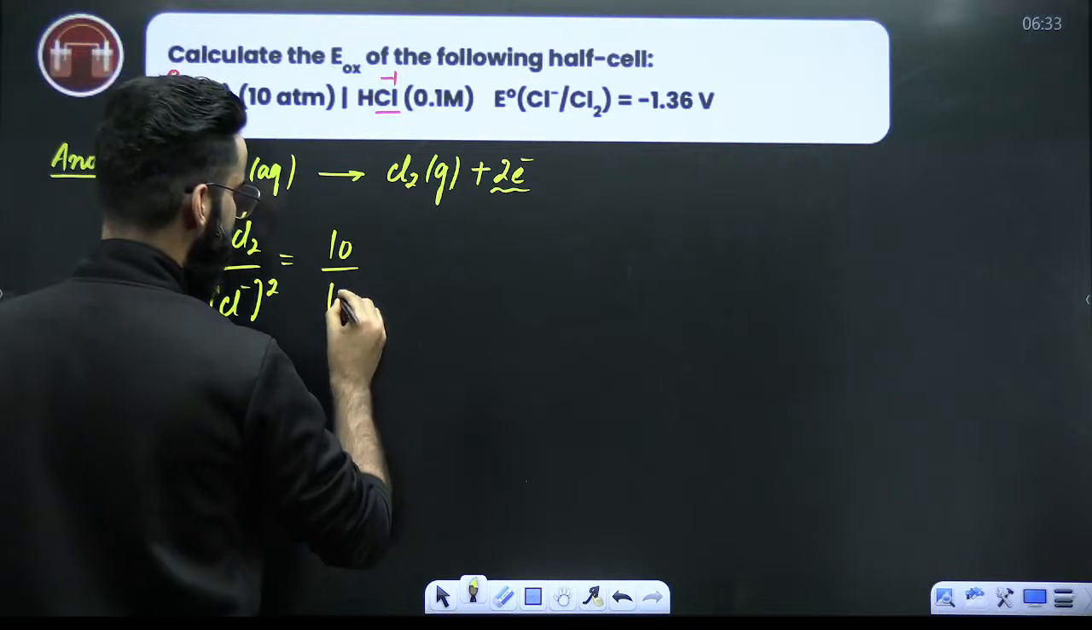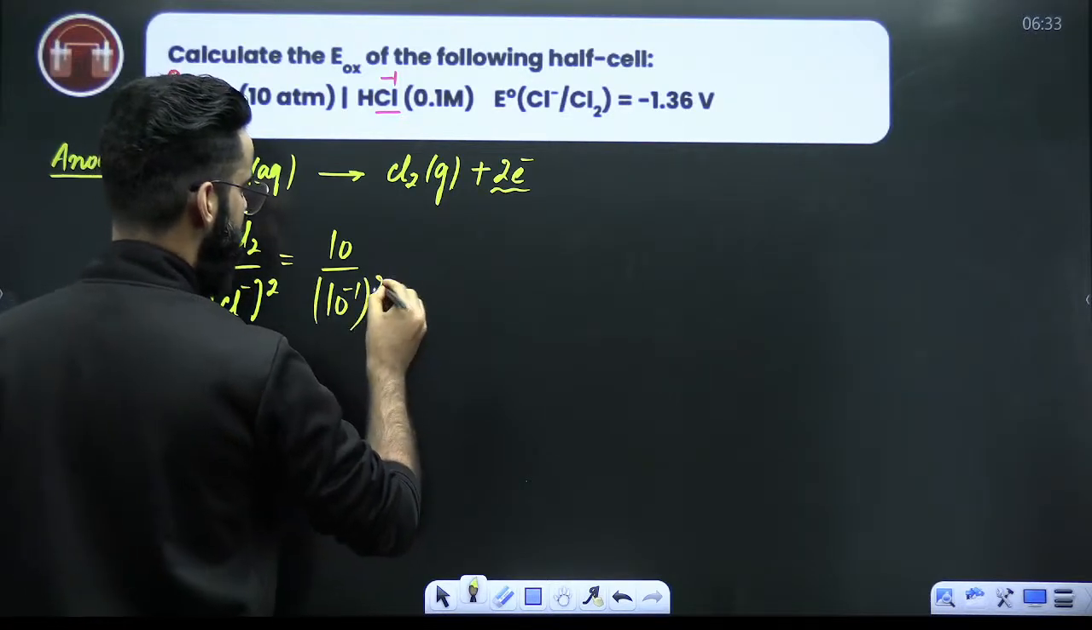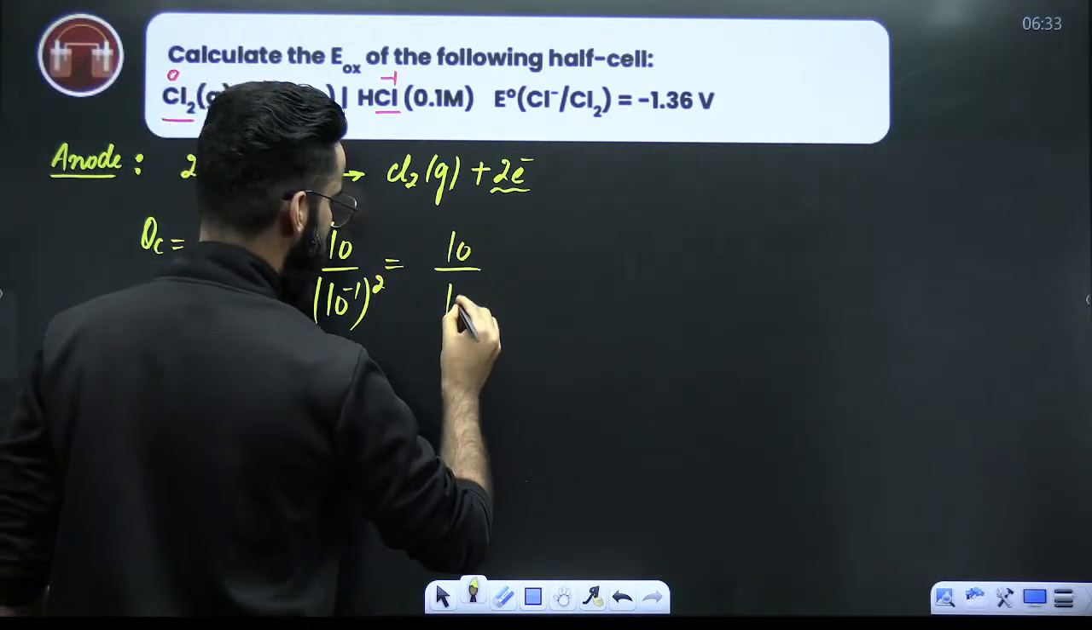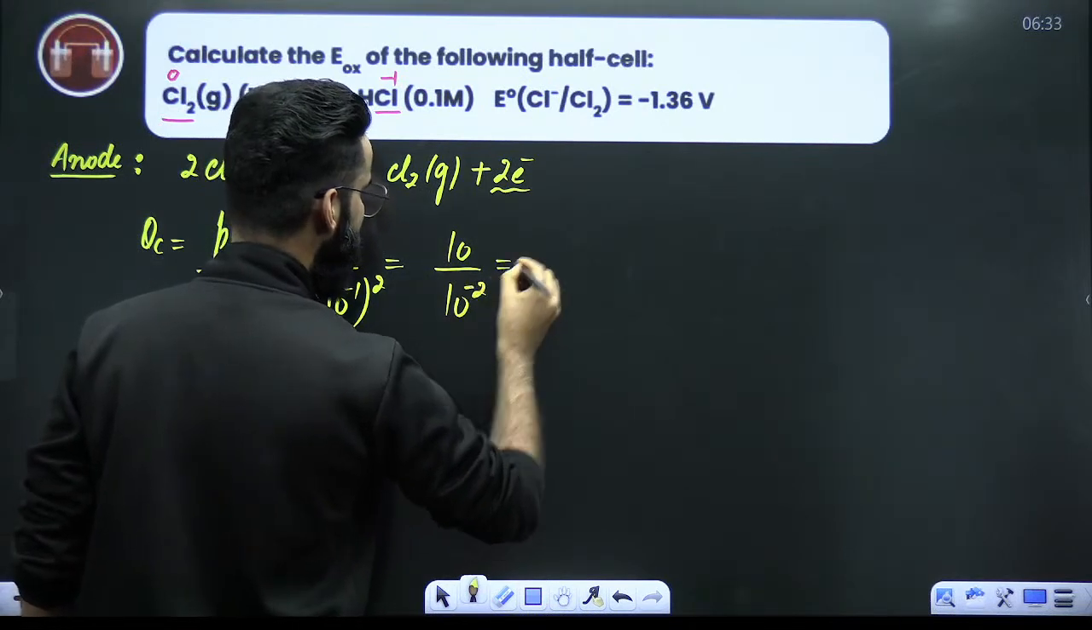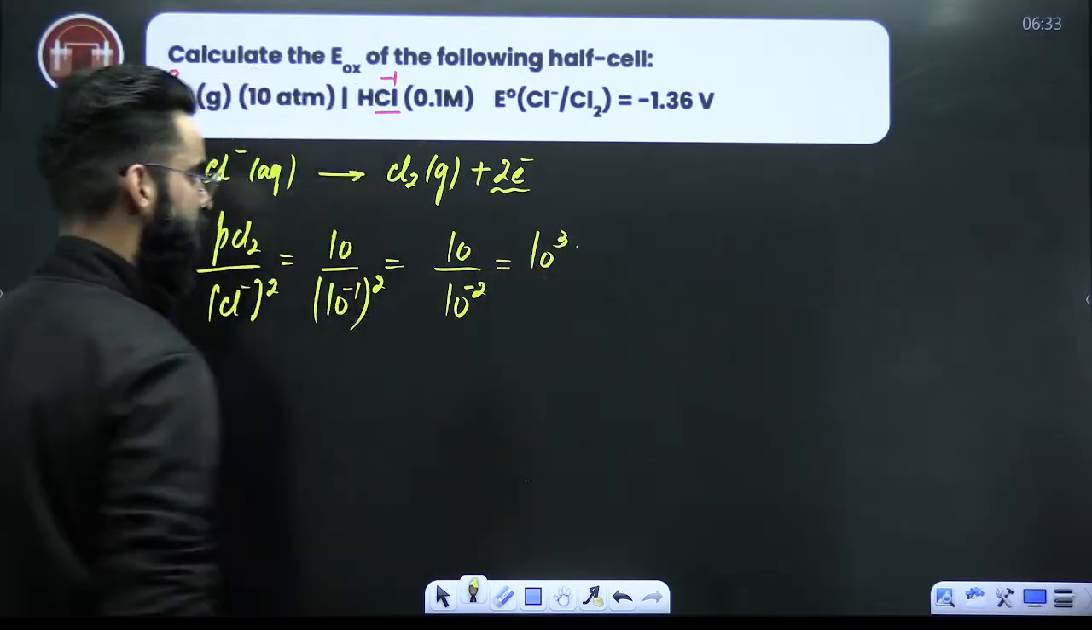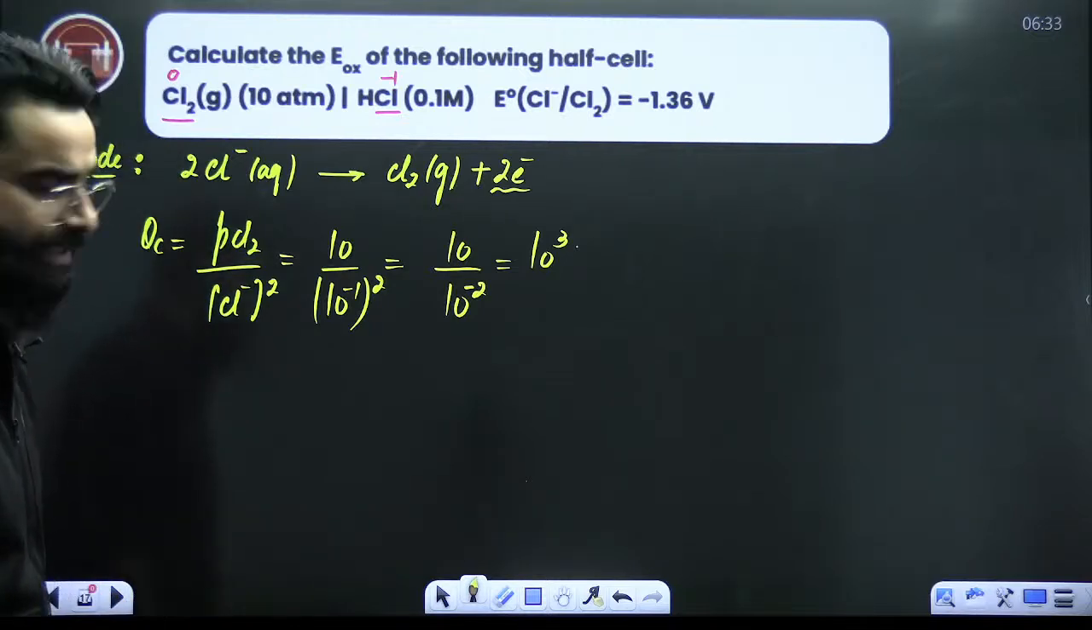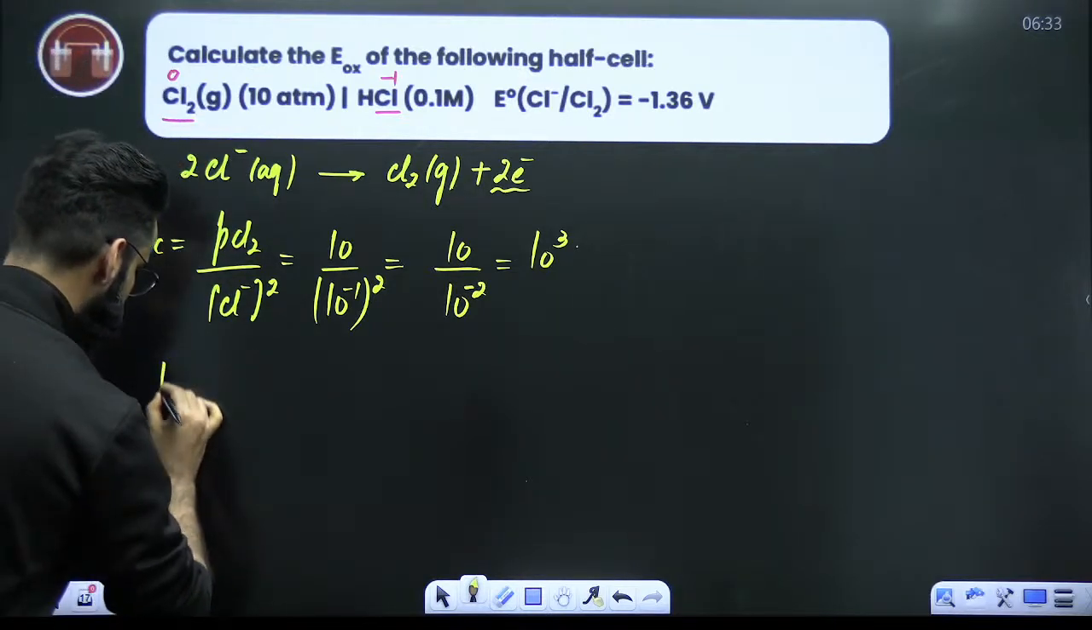That is simply 10 raised power -1. But this is raised power 2. So it's going to be 10 divided by 10 raised power -2. The value will come out to be 10 raised power 3. So this is QC. Now what do I need to calculate? I need to calculate the oxidation potential of the half cell.